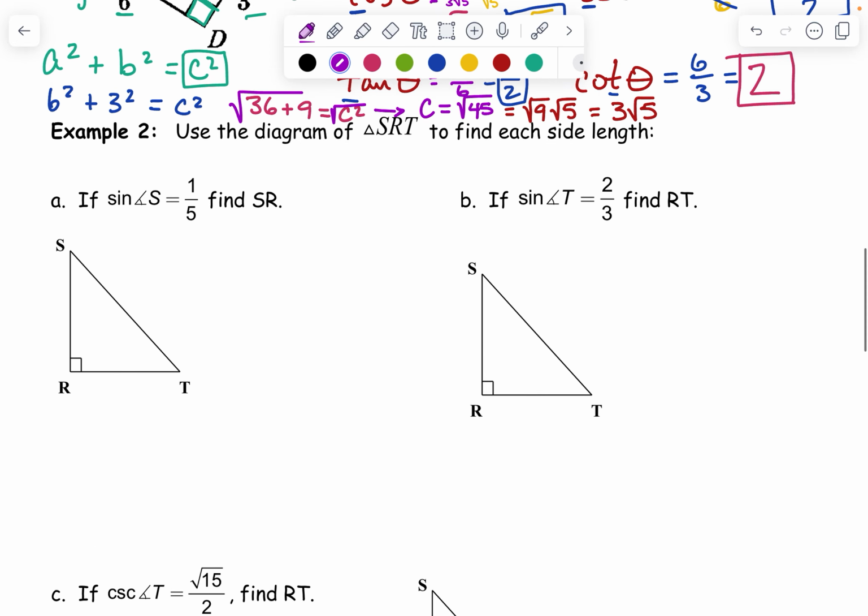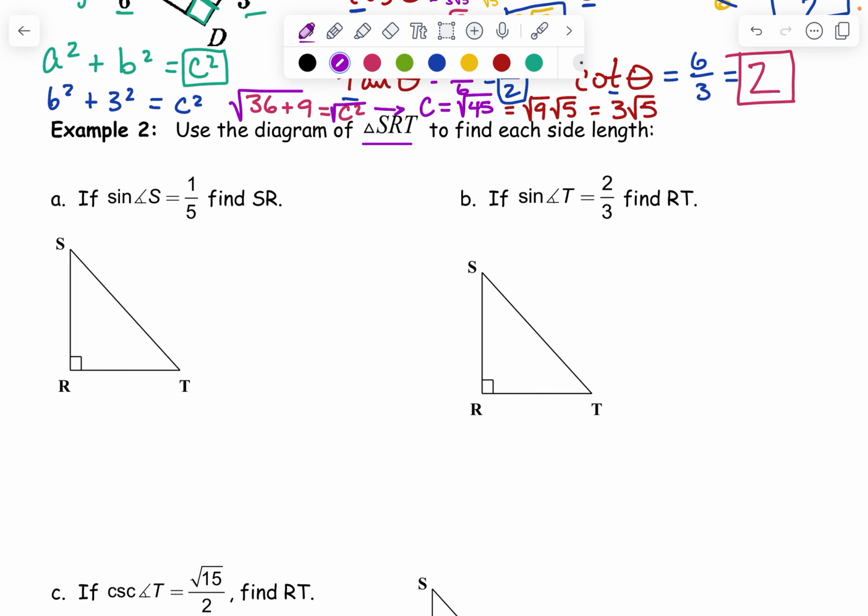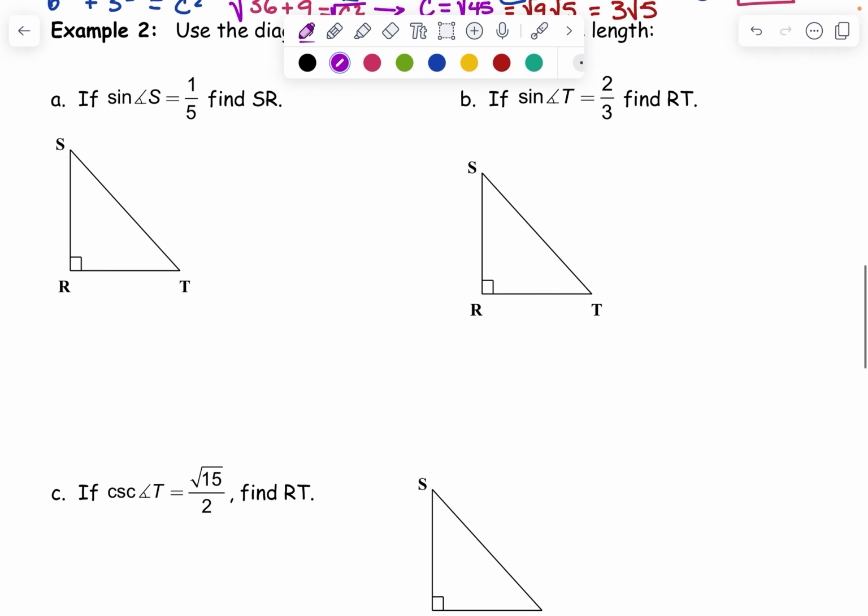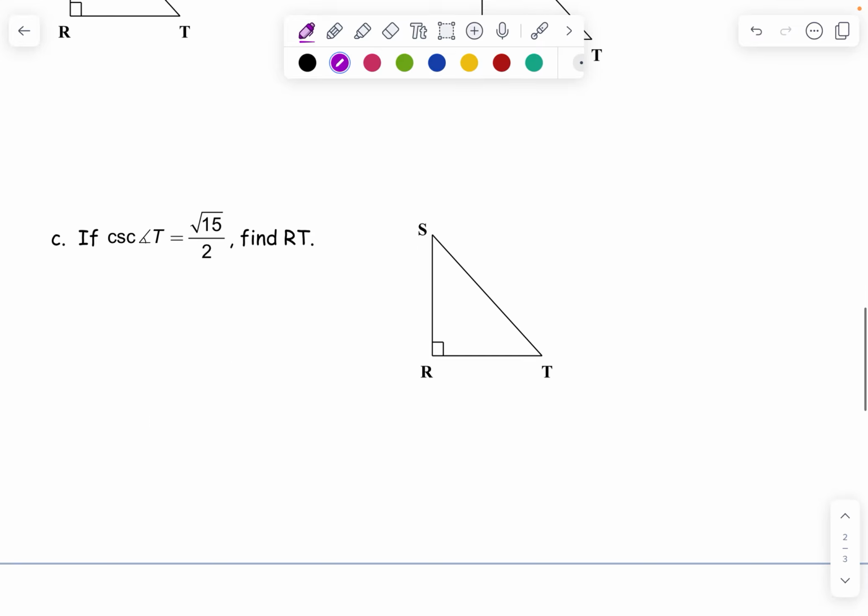Now, this says use the diagram of triangle SRT to find each side length. Let's do C, the hardest one. I'll grant you that. All right, so it says the cosecant of angle T. So I'm going to go over here and put my theta here. And I need to define what cosecant is. I need to refresh myself for that. It is 1 over the sine. So it's the reciprocal of sine, which is, sine is opposite over hypotenuse.